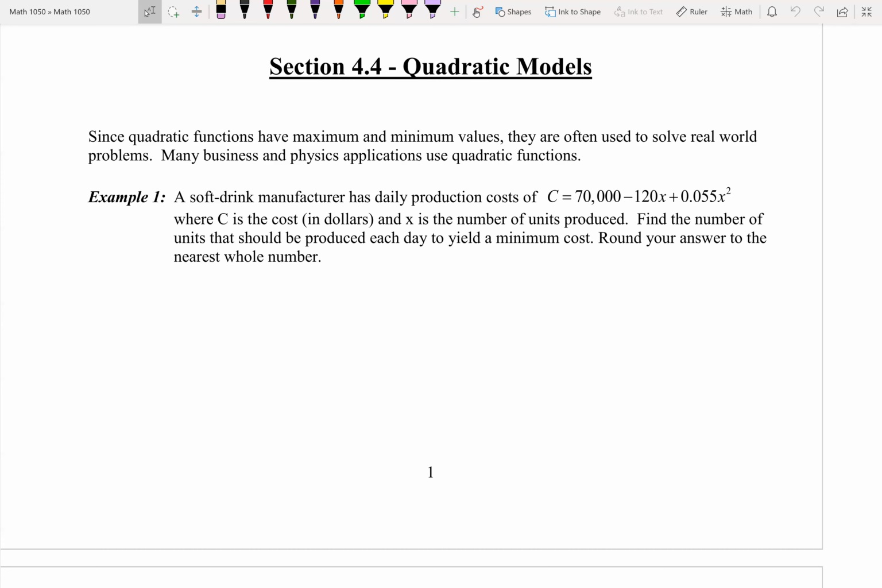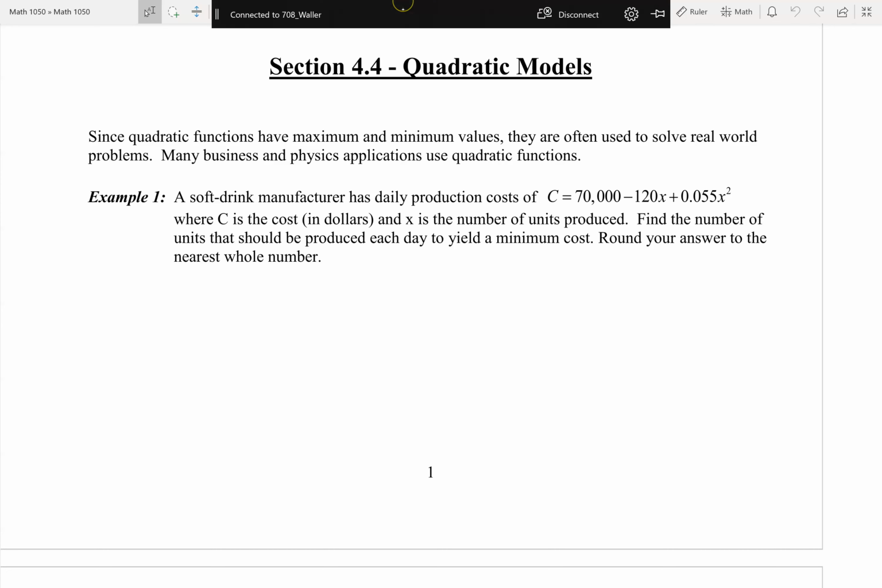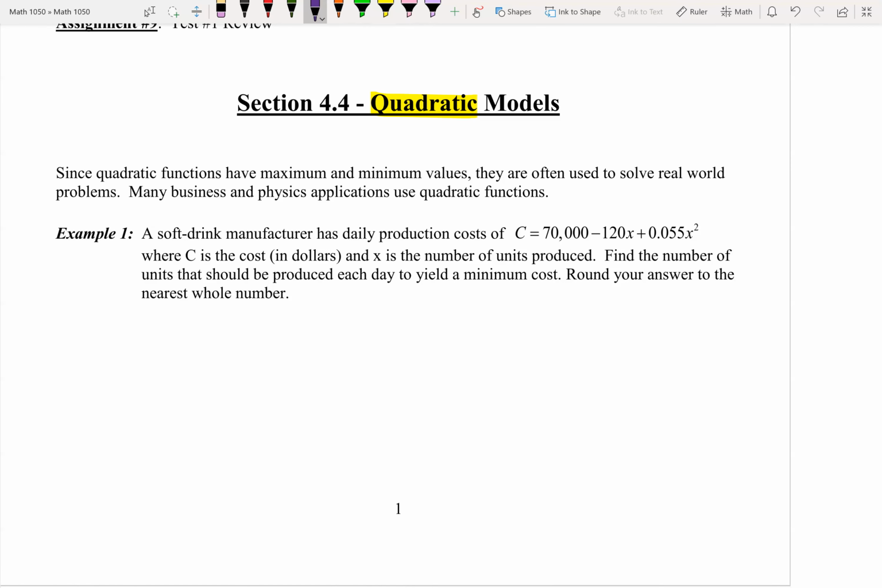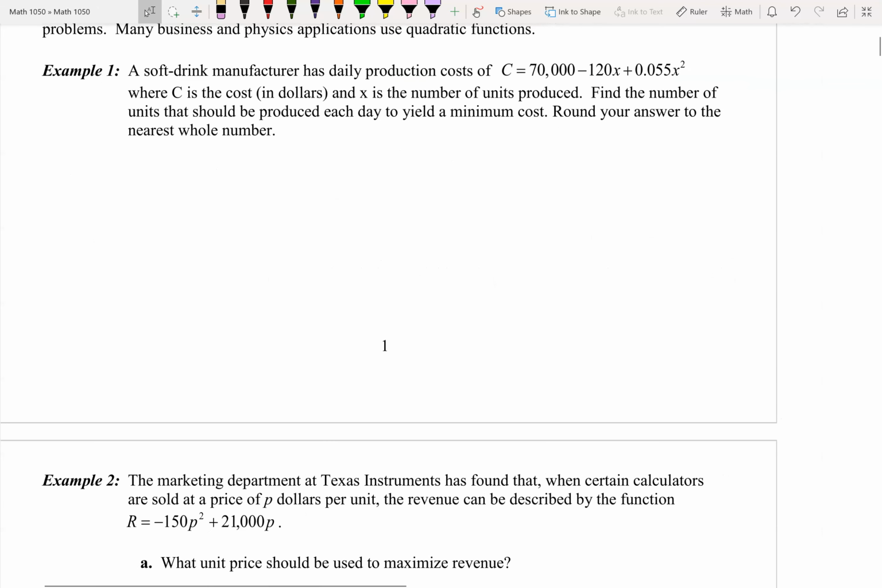So everybody look at the word quadratic. And I want you to highlight it because I really need you to remember what a quadratic is. What is a quadratic, everybody tell me? It's a parabola, and the equation is going to look like y equals x to the second. Good. Okay, let's jump right into question 1.